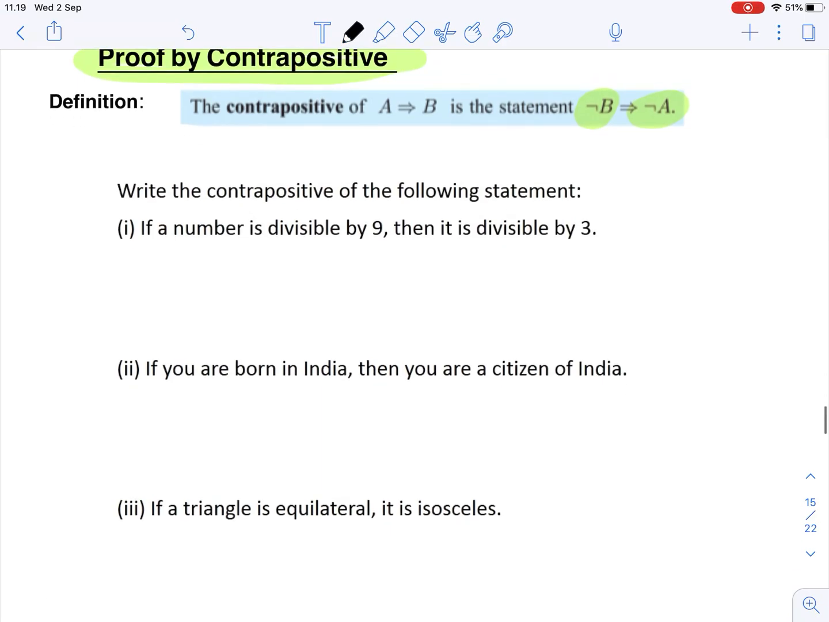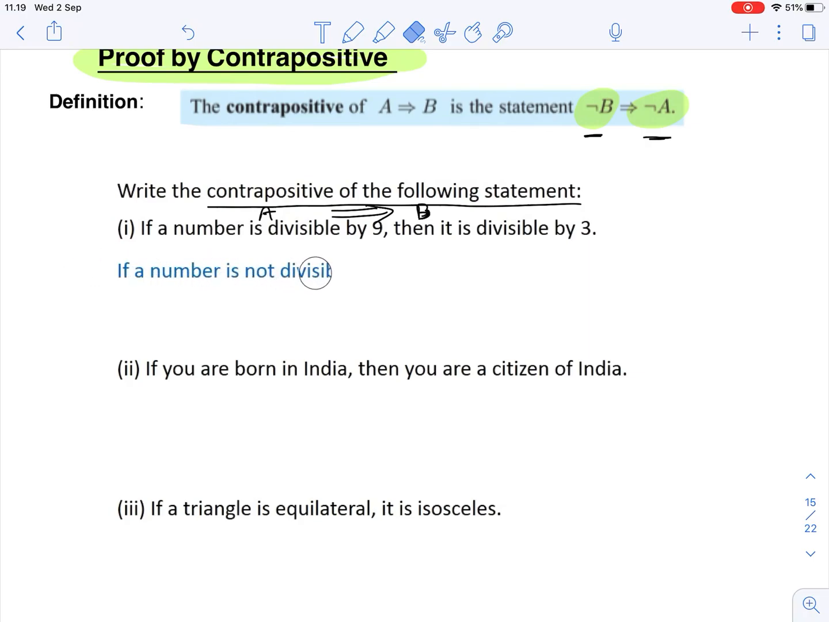It says write the contrapositive of the following statement. I would recommend pausing the video and trying it yourself before seeing the answer. First one, if a number is divisible by 9, then it is divisible by 3. So this would be like A implies B. So think to yourself, what's the opposite of B? And that implies the opposite of A.